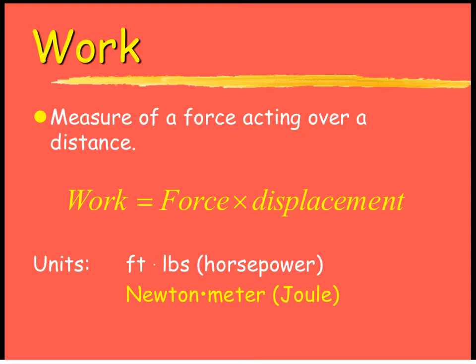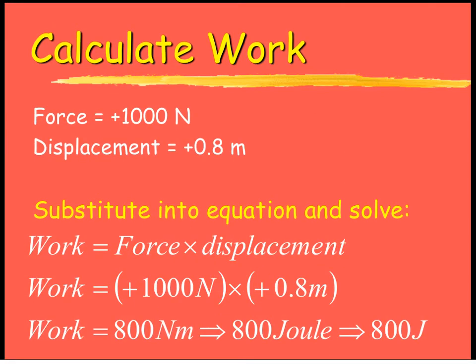The unit is a combination of the units for force, the Newton, and the unit for displacement, meters. The unit for work is the Newton meter, which we rename the joule, symbolized with a capital J. Here's a sample problem. If the force applied is 1,000 newtons and the displacement is 0.8 meters, to find the amount of work done, we would multiply the force of 1,000 newtons times the displacement of 0.8 meters for a final answer of 800 newton meters, or 800 joules.